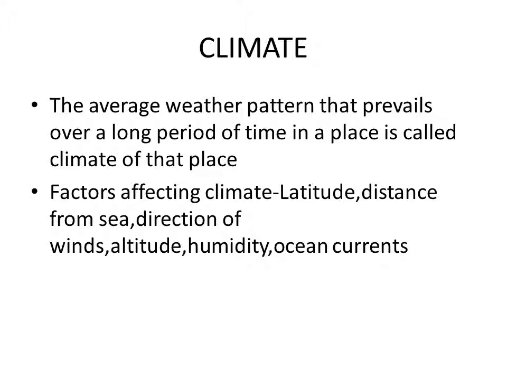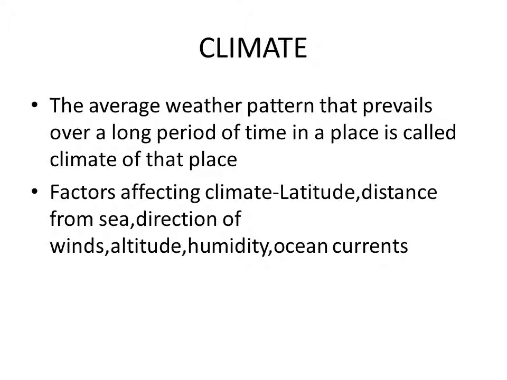There are a number of factors that affect the climate of a particular place in the world. These factors do not work in isolation. They combine in different ways to give rise to a particular type of climate in a place. The major climatic factors are latitude, distance from sea, direction of winds, altitude, humidity, and ocean currents. Now let's look at them one by one.